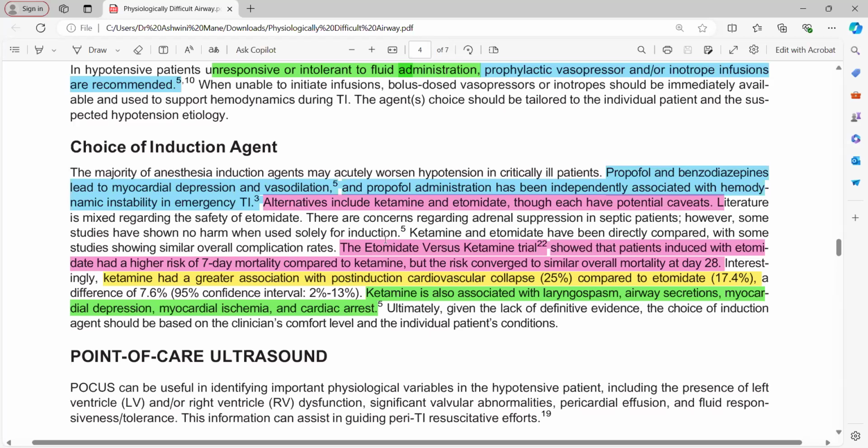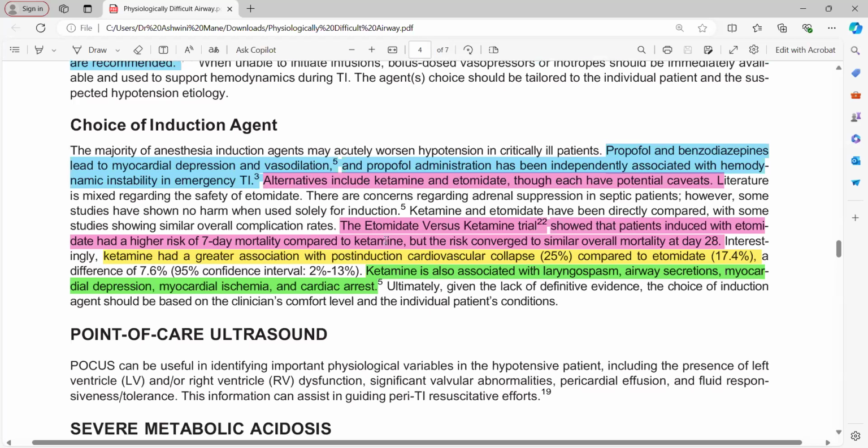And interestingly, ketamine had a greater association with post-induction cardiovascular collapse compared to etomidate. That is, with ketamine, the incidence of post-induction cardiovascular collapse was 25%. With etomidate, it was 17%. Also, ketamine was associated with laryngospasm, airway secretion, myocardial depression, myocardial ischemia, and cardiac arrest.